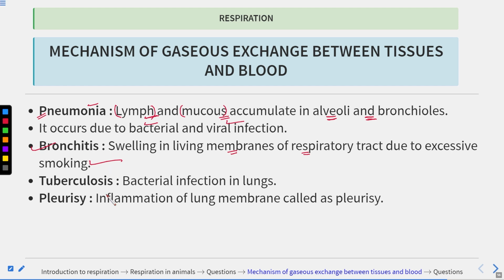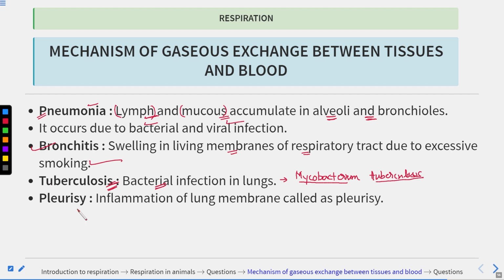Now next is tuberculosis. This disease can be fully treated now. You can do a course, and the course is for around 6 months. It is due to a bacterial infection in the lungs. That bacteria causes tuberculosis. And what is the name of the bacteria? Mycobacterium tuberculosis. So tuberculosis is caused by the bacteria Mycobacterium tuberculosis. Okay, this is clear.